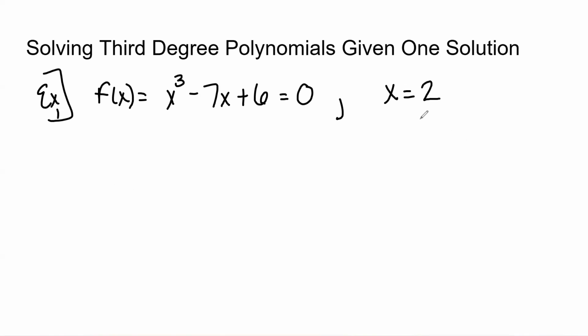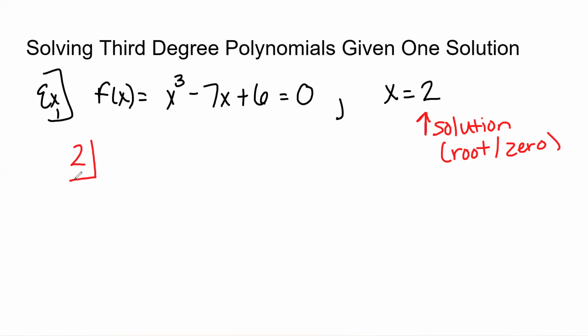We're going to take the number that they have provided, that first solution, or zero, or root, whatever you want to call it, whatever your teacher calls it, and you're going to put that into synthetic division. I call that the timeout box. That number goes in the box.